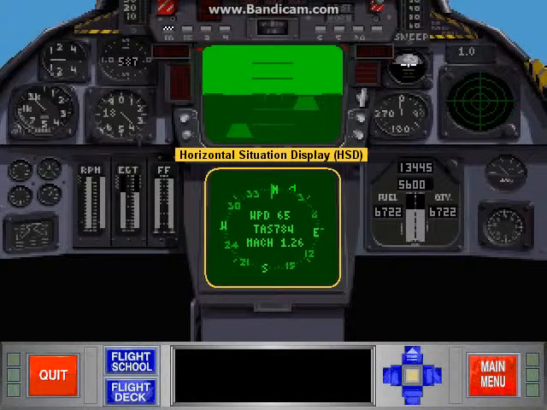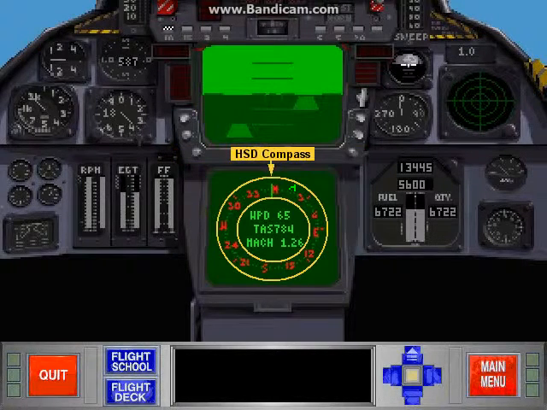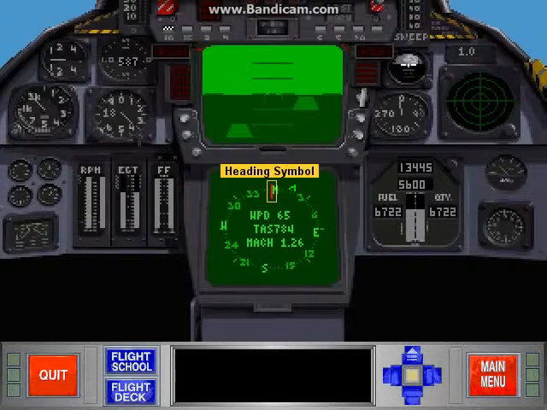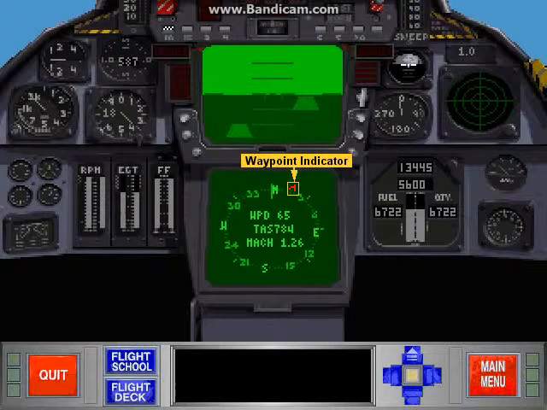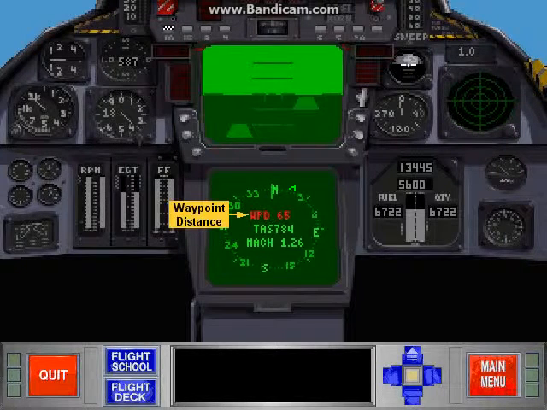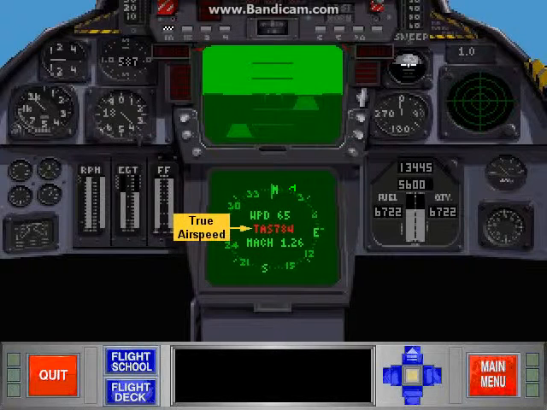The horizontal situation display, or HSD, shows navigational information. Around the outside of the HSD is a compass. The compass heading indicated by the heading symbol is your direction of flight. The waypoint indicator displays the direction of the selected waypoint. In the center of the HSD are 3 lines of text. The first line displays the distance to the selected waypoint. The middle line displays your true airspeed, or TAS.